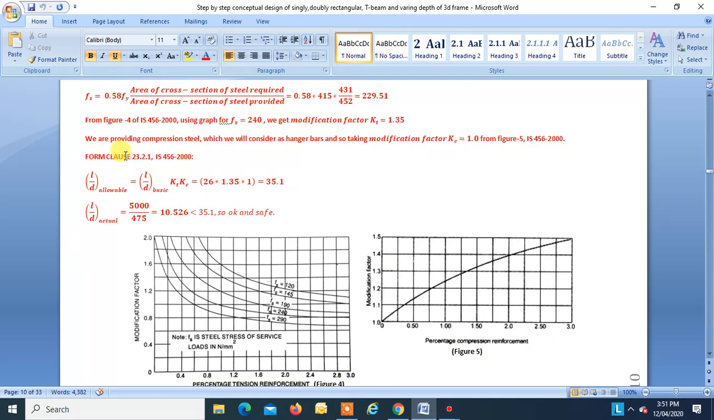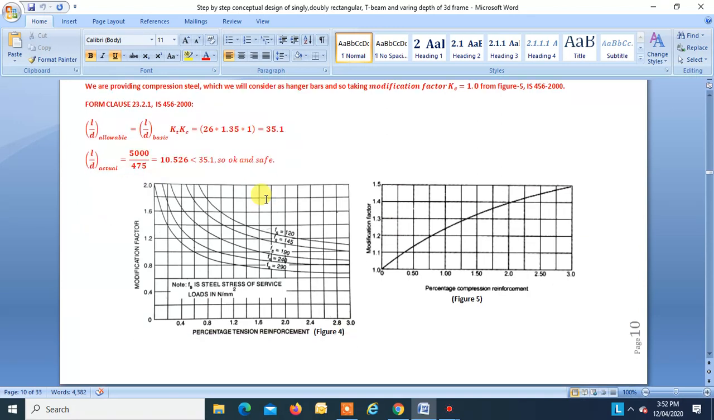Now from clause 23.2.1 of IS 456-2000, L by D ratio allowable is equal to L by D basic into KT into Kc. For continuous beam it is 26, KT is 1.35, Kc is 1, this is 35.1, and L by D actual is 5000 by 475, this is 10.562, which is less than 35.1, so it is found to be okay in deflection criteria, right?